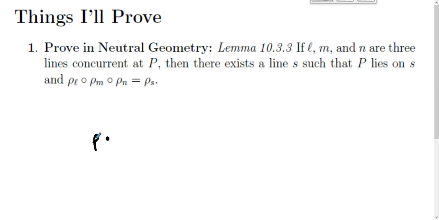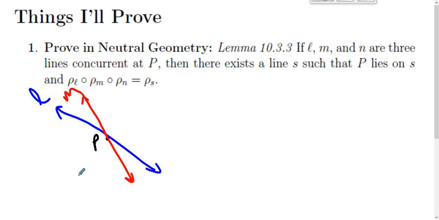So here's point P. L, M, and N are concurrent at P, which means this. L, M, N, all concurrent at P. We must prove that there exists a line S such that P lies on S, and this composition of reflections is the same as just one reflection. Three reflections is one reflection. I propose that this is the S that we need.